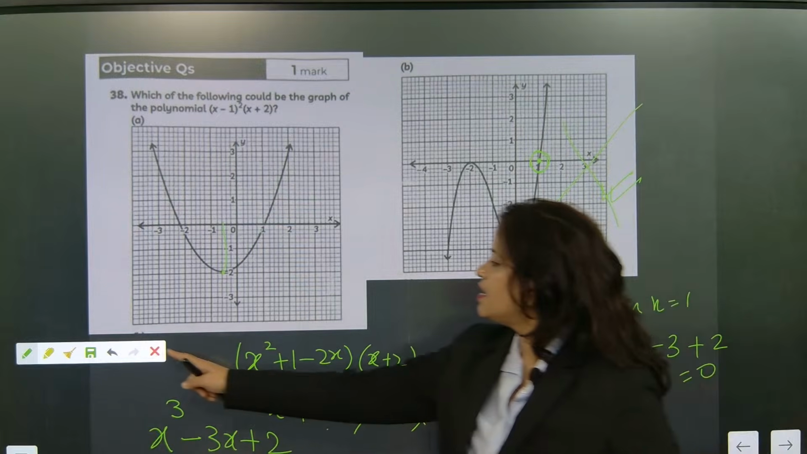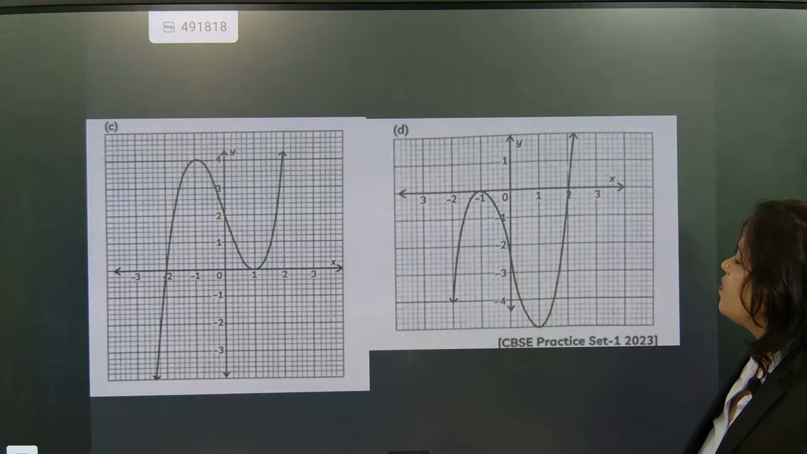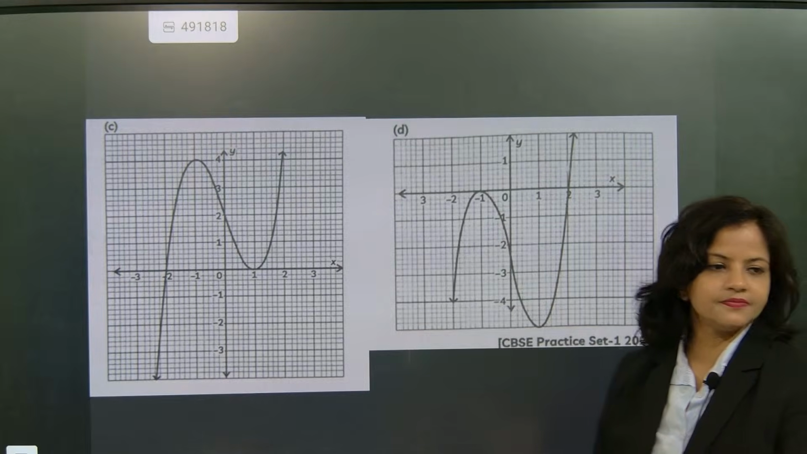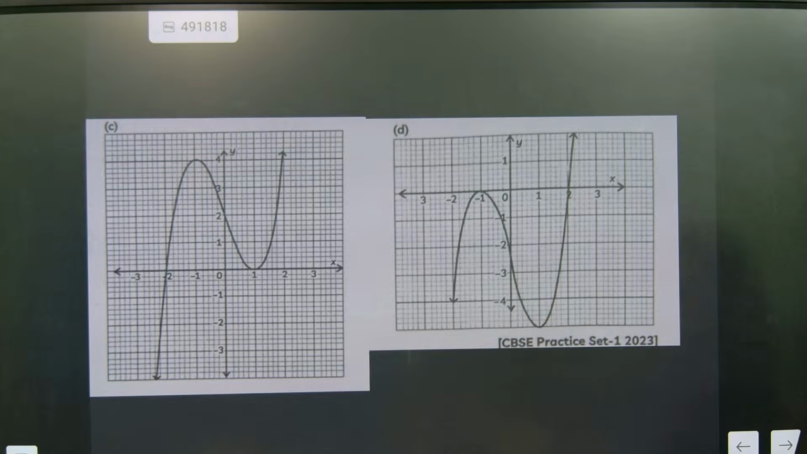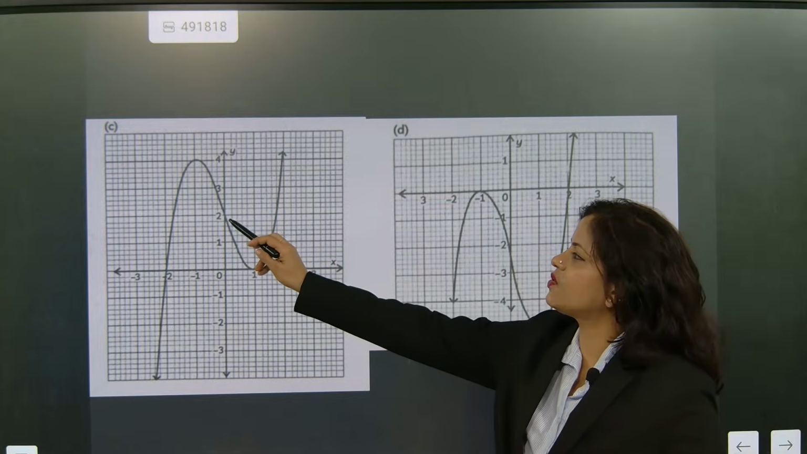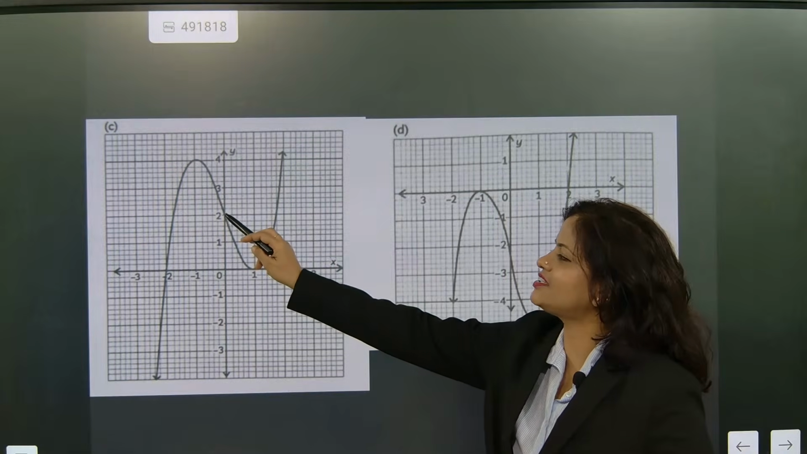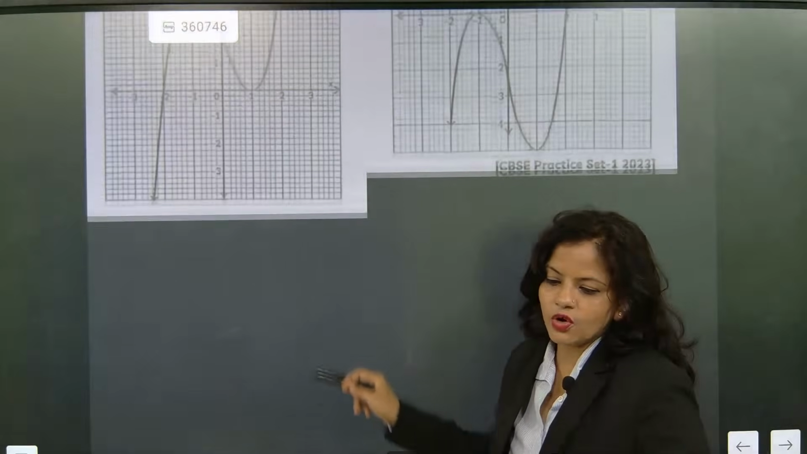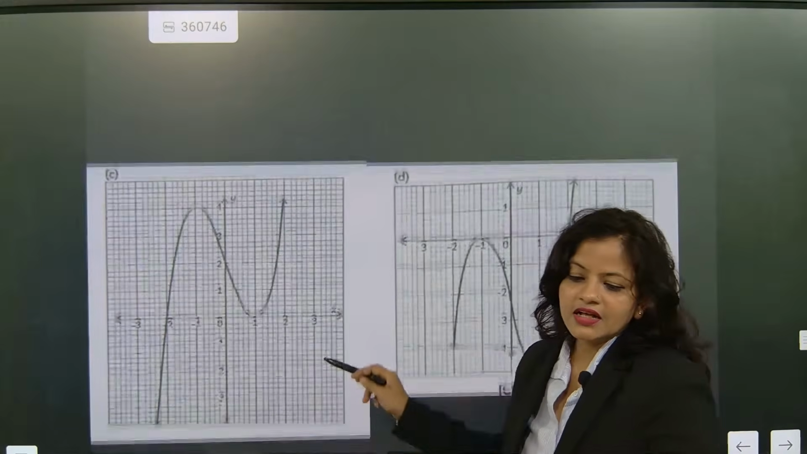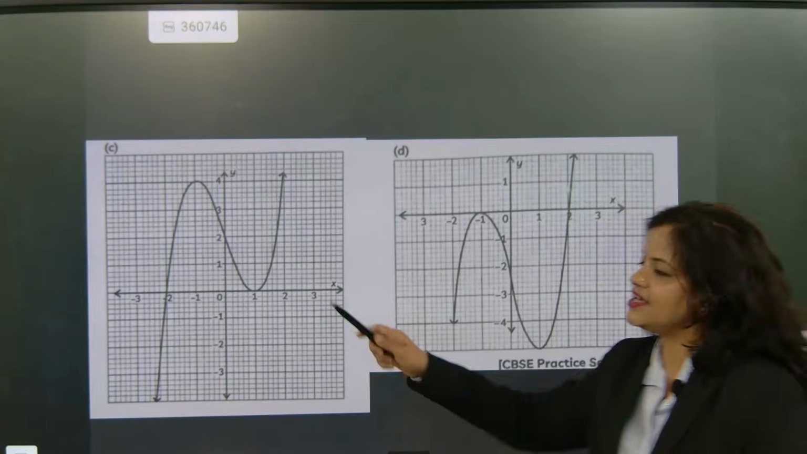So let's see, x should be 2. When x is equal to 0, y should be 2. Correct? When y is equal to 0, x is coming as 2. So which graph is going to be the correct answer? The correct answer is C.